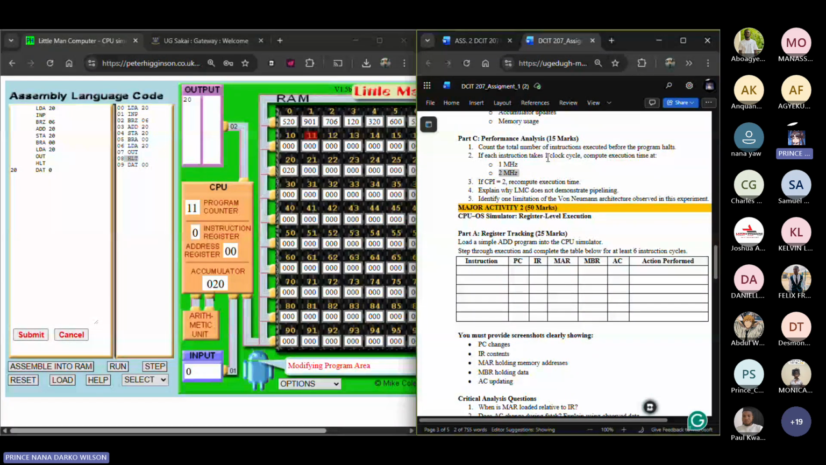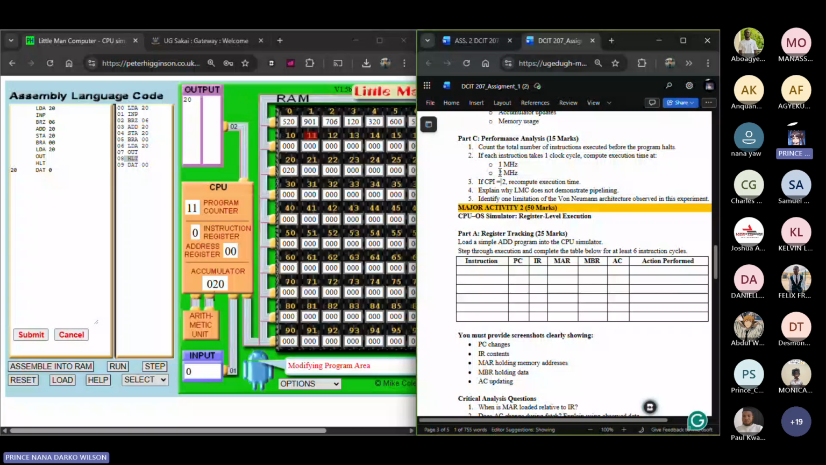The third question says if the CPI changes and now becomes 2, recompute execution time. So I said it's the CPI times the instruction count, IC, divided by the rate. So it will become 2 times 15 divided by 1 million. That will be 30 over 1 million, and then you convert it to a decimal if you want to. And you write your answer in seconds or microseconds. And that's for 1 megahertz. If we do the same thing with 2 megahertz, that's going to be 2 times 15, which is 30, divided by 2 million. And then you move on from there.